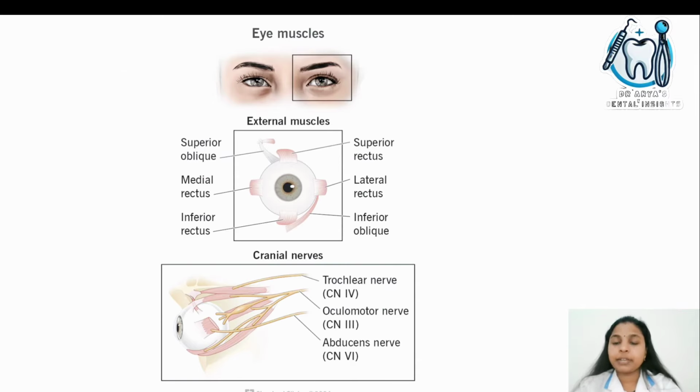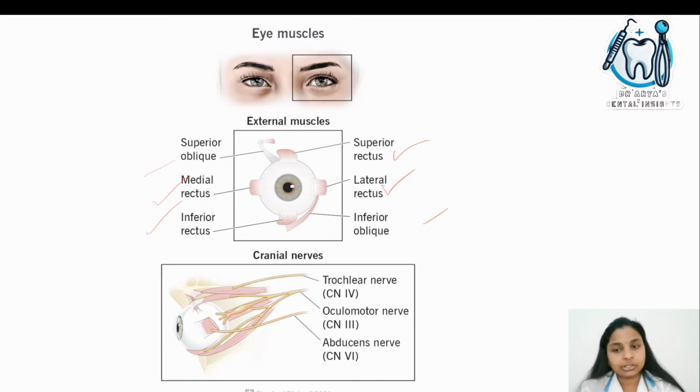So let's brief on eye muscles. These are the eye muscles. Here, these are the external muscles. Which are the muscles? Superior oblique, superior rectus, medial rectus, lateral rectus, inferior rectus, and inferior oblique. So oblique muscles are superior oblique and inferior oblique. Which are the rectus muscles? Superior, medial, lateral, and inferior. So there are 6 muscles.